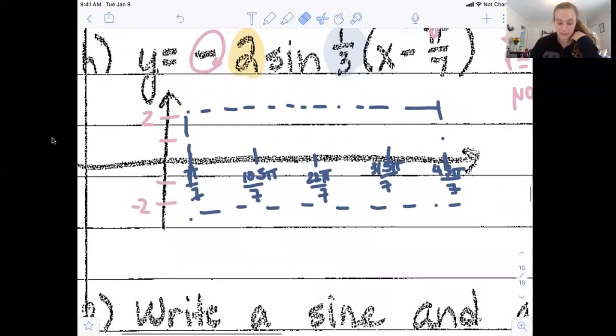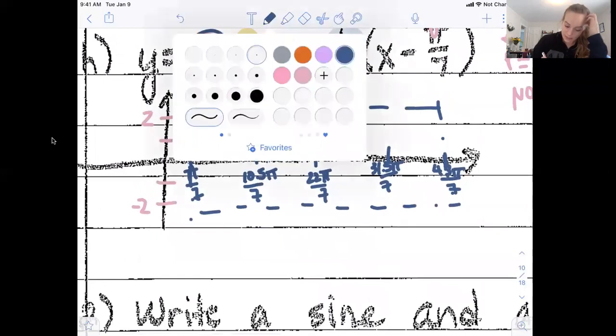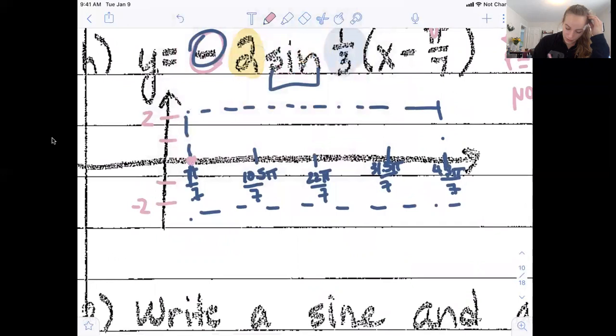So now I'm doing a sine graph that's flipped. Don't forget your flip, which means that I still am at the middle, middle, middle, middle for my first, middle, and last point. But then instead of starting by going up, I'm going to start by going down, and I'm going to end by going up.